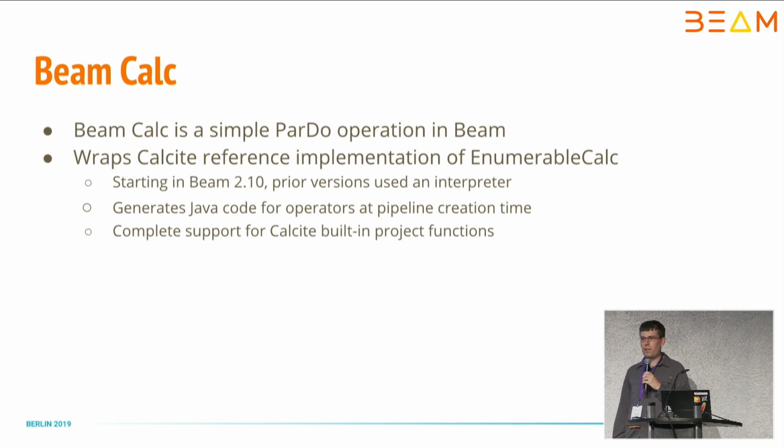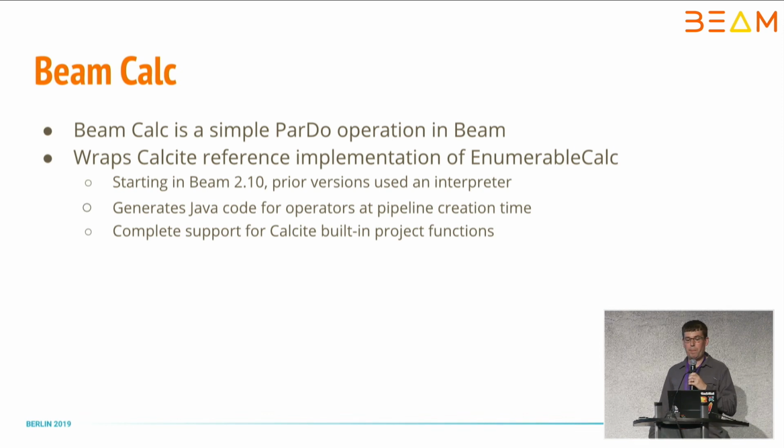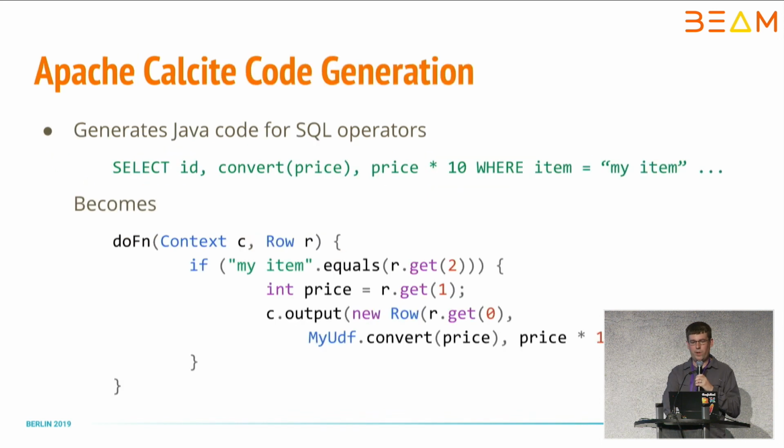Calcite has a built-in reference implementation for handling pure Java pipelines that are effectively in memory on a single node. Well, we've wrapped that in such a way that we generate Java code that is a ParDo that goes and reads out a row and does whatever processing it needs to do on that in Java and then emits that row again. And so it looks sort of like this.